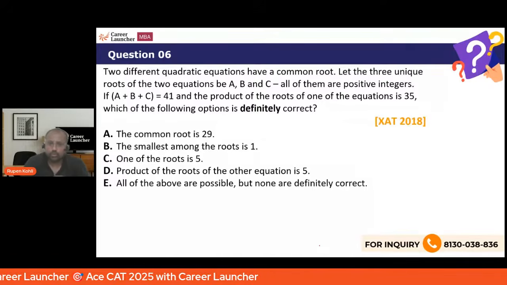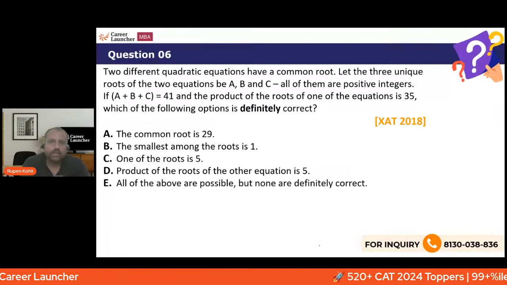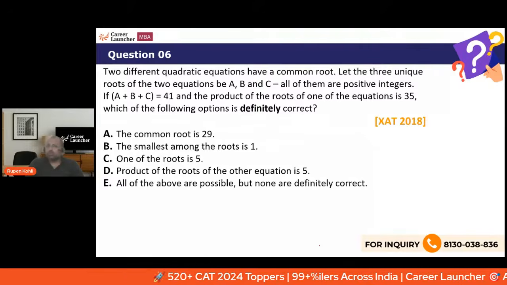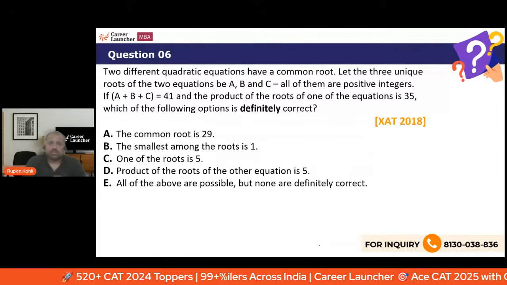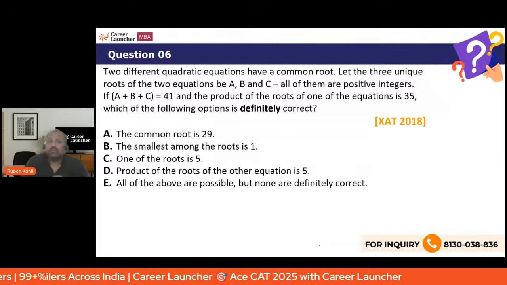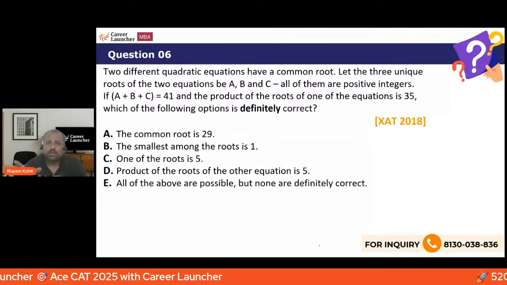Quadratic roots, common roots. Okay. Let's see. Two different quadratic equations have a common root. Wonderful. Let the three unique roots be A, B, C. So there will be a common root, so in total there will be only three unique roots.